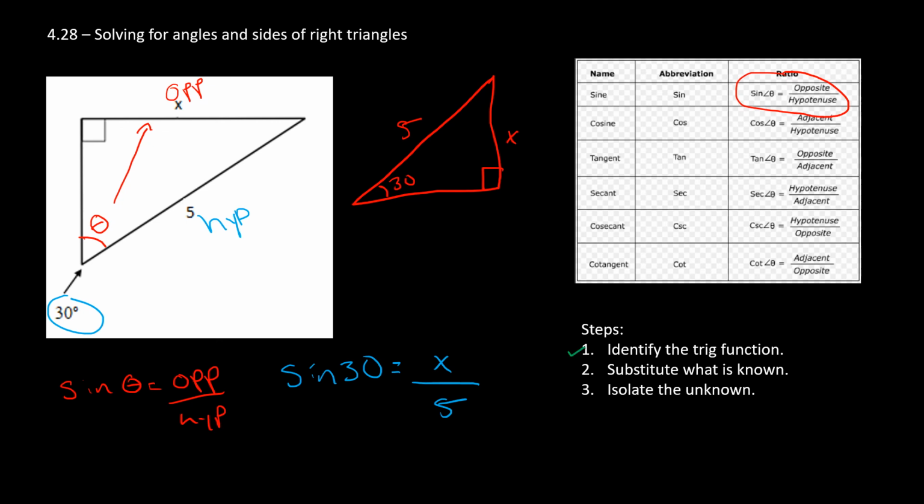So I've identified the function, I substitute what I know, and I need to isolate. Well, I need to isolate just x. To get x just by himself on one side, we need to multiply both sides by 5. This is nothing new. These simplify out to 1. So we get 5 sine 30 is equal to x. Or in other words, x is equal to 5 sine 30.